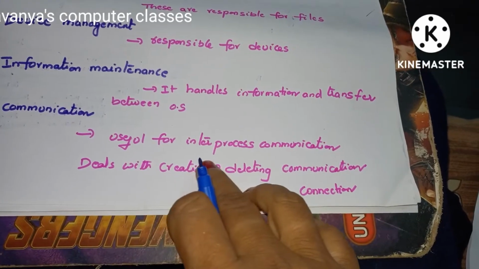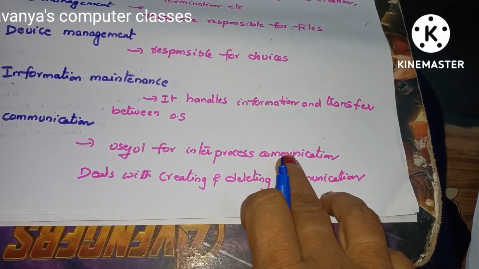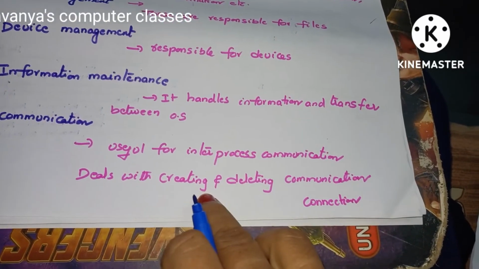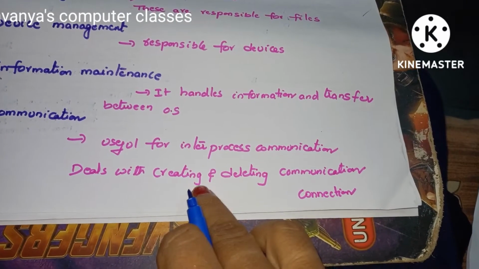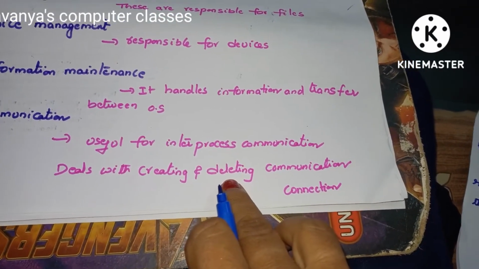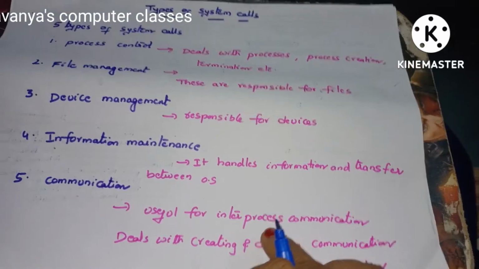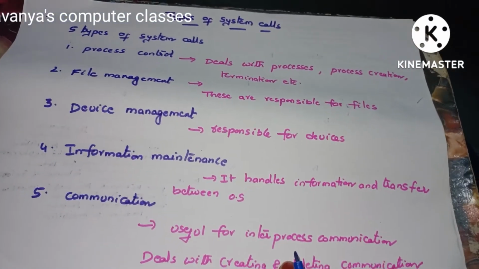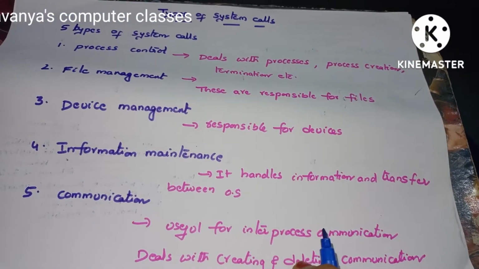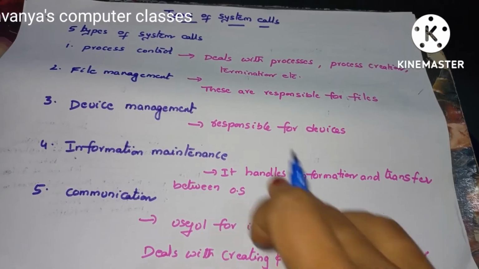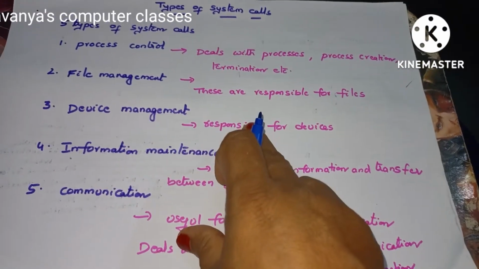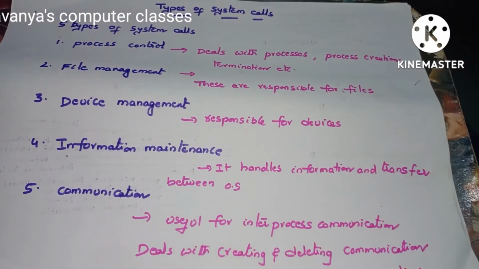Communication is very useful for inter-process communication. So how do we deal with creating or deleting communication connections? Many system calls are there. All the system calls depend upon their functionality and their purpose. They are divided into these categories. I will explain them one after another.